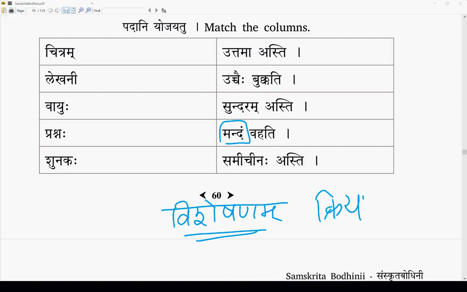Visheshanam is an adjective that describes or talks more about the noun or Namapadam. Likewise, it can also talk about the Kriya Padam also, right? No, no. We distinguish between Visheshanam and Kriya Visheshanam, right? What is the difference? I'm not really clear about it, Mahodaya. I thought last half an hour we were talking about that.